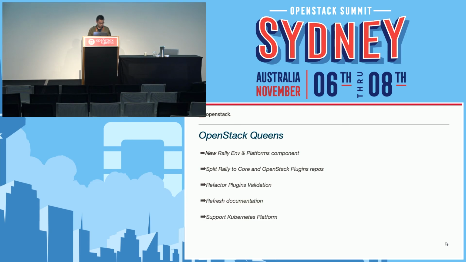Our major effort for the next release would be to split Relay into two repositories, core and OpenStack plugins. The core part is going to be shared with all platforms. OpenStack will contain the stock methods. We will support at least one more platform, and we need to rework documentation to address changes in the scope of the project, and other work on tasks related to this topic.